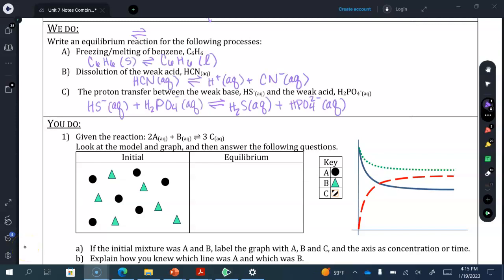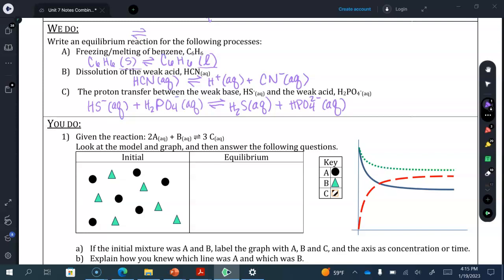Okay, so you should have gotten these 3 expressions. For the first one, freezing and melting means you're going from the solid to the liquid phase and back again. So we have to make sure for equilibrium expressions, this is very important, that we use the states of matter, and we consistently use the states of matter.